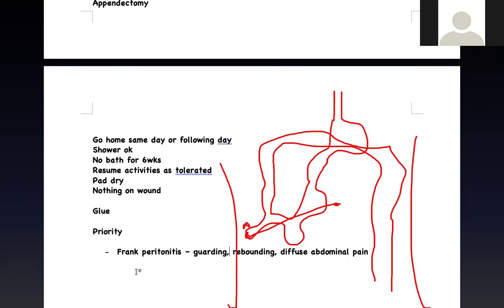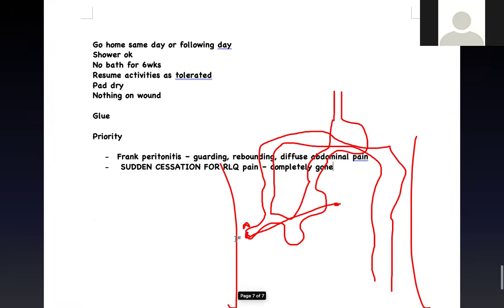The other condition that is your priority is, look at the words, sudden cessation of right lower quadrant pain. So if all of a sudden the right lower quadrant pain is completely gone, then this is a problem. That is your priority. But apart from that, appendicitis is not the problem. Okay, so that's the first one.